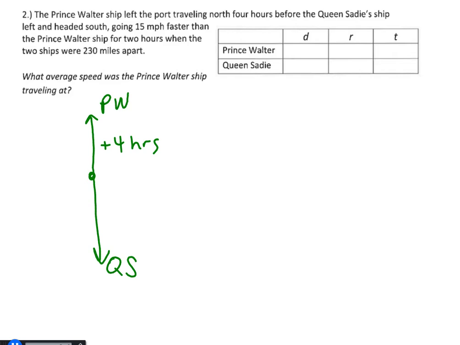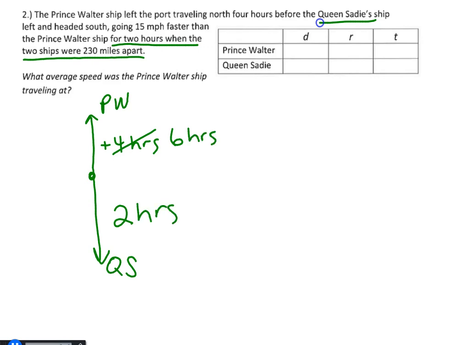If we continue looking at time, we'll see that Queen Sadie's ship was traveling for 2 hours when the two ships were 230 miles apart. So if the Queen Sadie had been traveling for 2 hours, that means that the Prince Walter had been traveling for a total of 6 hours. So we can put both of those pieces of information into our table. We also know that Queen Sadie was going 15 miles per hour faster than the Prince Walter. So Prince Walter, we're going to give him a W, and Queen Sadie was going W plus 15.